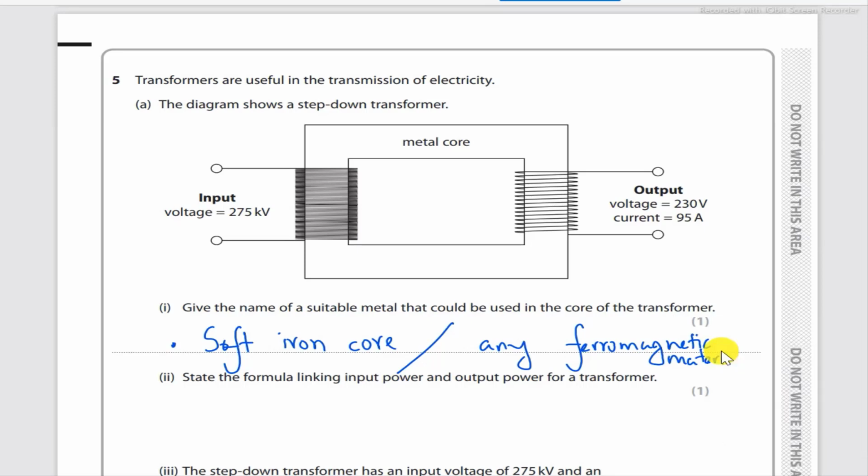Ferromagnetic material. State the formula linking input power and output power for a transformer.